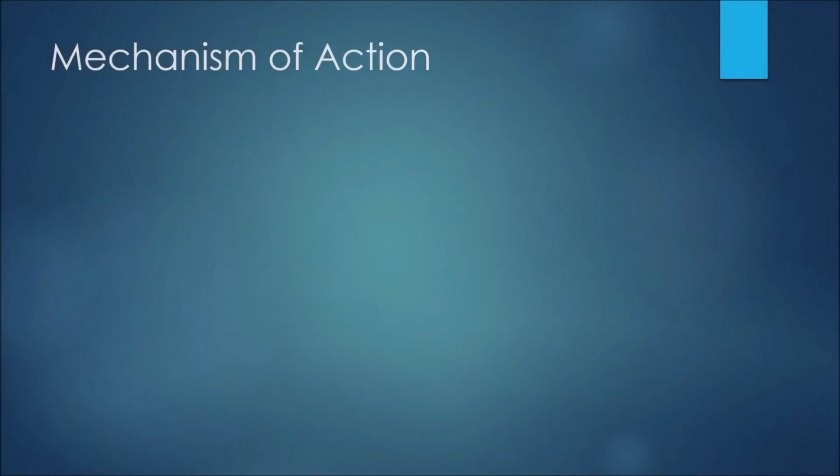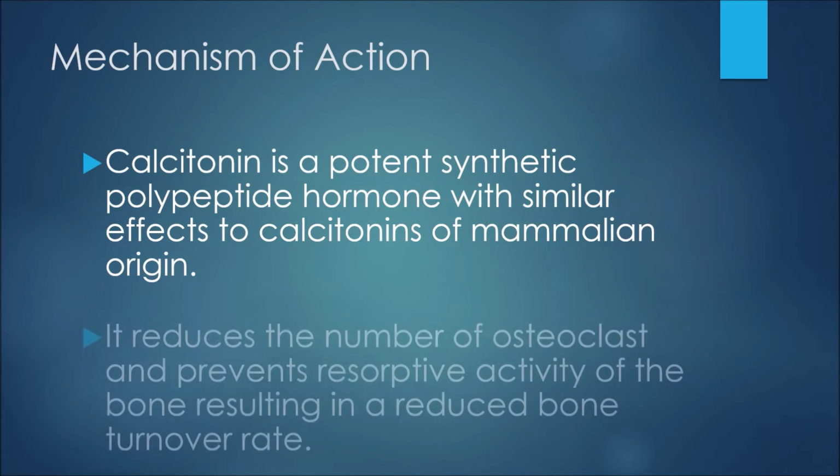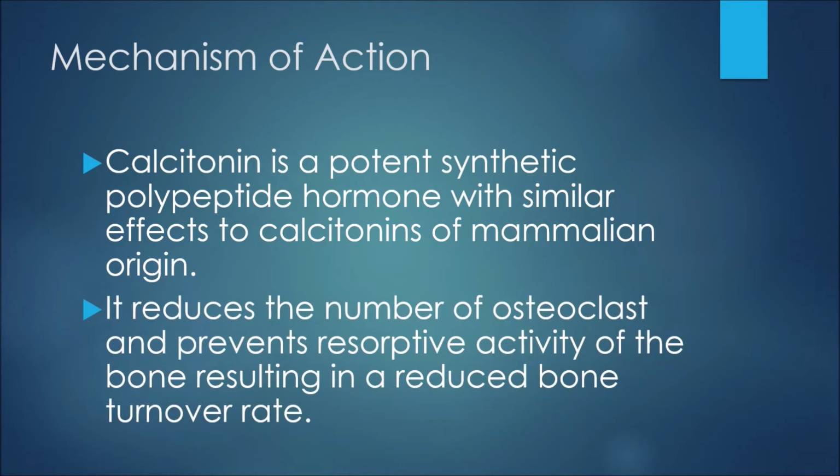So the first thing to discuss here will be the mechanism of action, or how this medication works. So calcitonin is a potent synthetic polypeptide hormone with similar effects to calcitonins of mammalian origin. It reduces the number of osteoclasts and prevents resorptive activity of the bone, resulting in a reduced bone turnover rate.